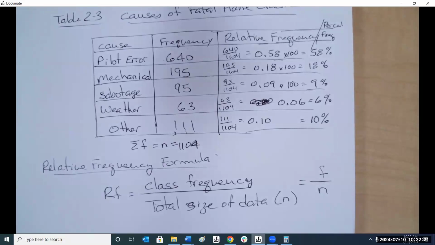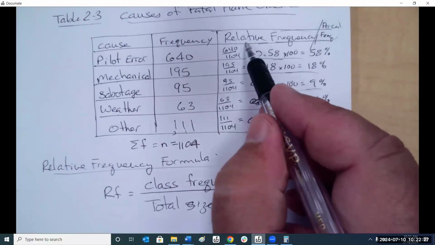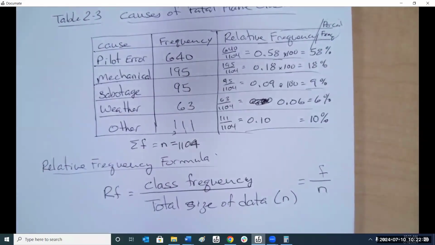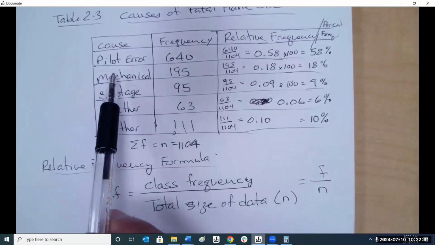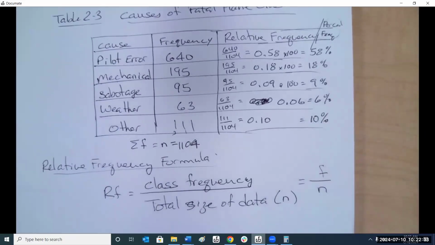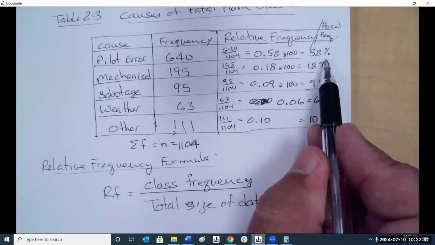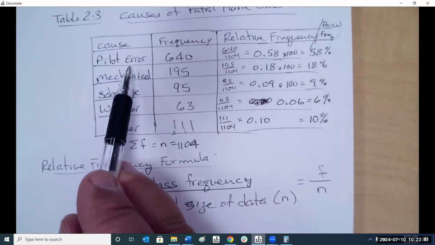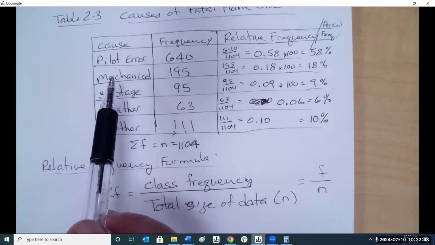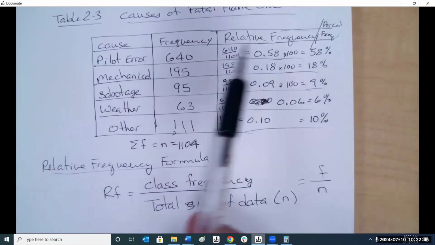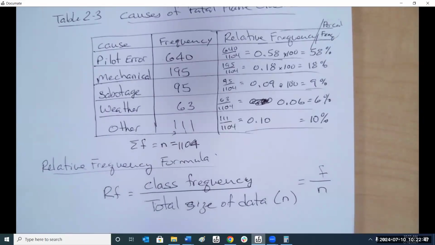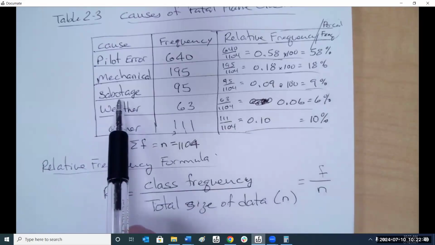Since they're so close together, we don't use relative frequency for anything else. So instead of calling it the percent, we always refer to it as the relative frequency, because the relative frequency of the pilot error is 58%. What does that number tell us? It tells us that anytime a plane crashes, 58% of the time it's pilot error.